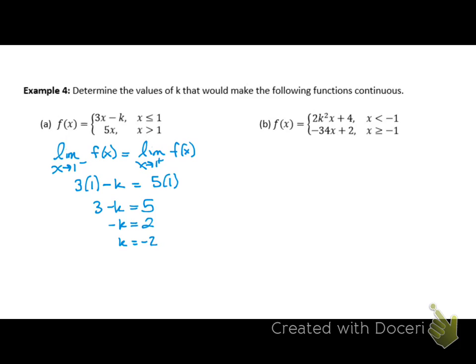So first, hang on, there's a typo here. That's supposed to be 30. That's supposed to be a positive 30. Okay, now it's fixed. So we're here worried about negative 1. So we need to make sure that the limit as x approaches negative 1 from the left is equal to the limit as x approaches negative 1 from the right.